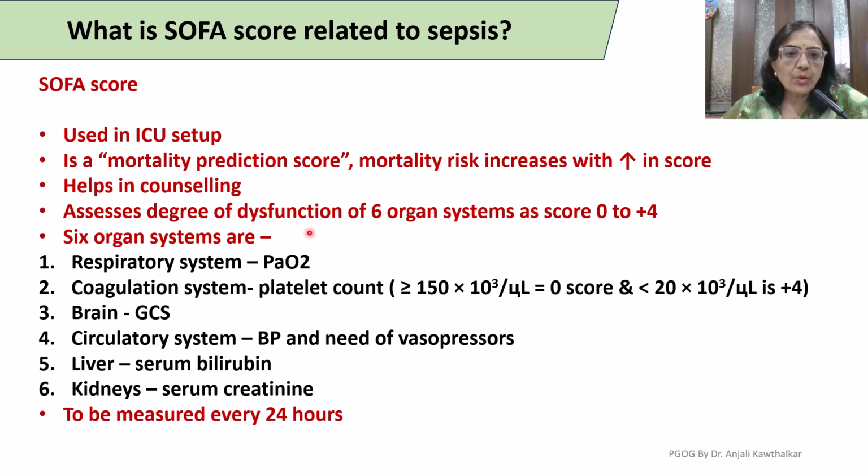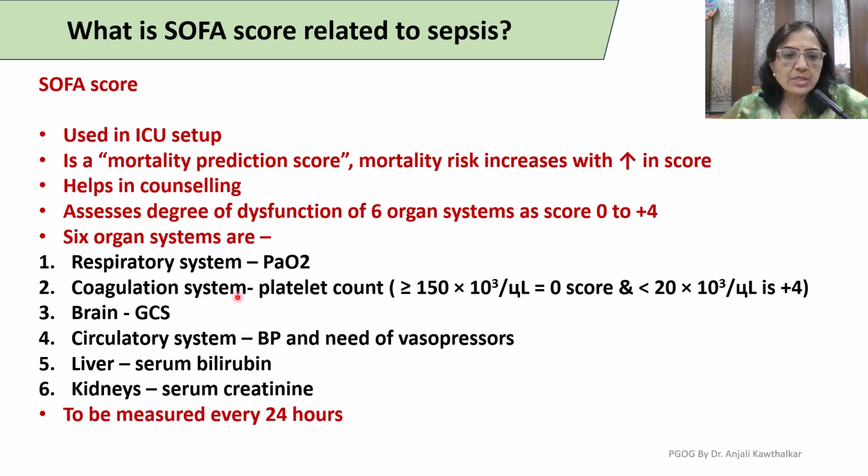It assesses the degree of dysfunction of 6 organ systems, with a score of 0 to +4. The 6 organ systems are, first, the respiratory system, which you assess by the partial pressure of oxygen in the blood. It needs blood gas analysis, and that is why we say that the SOFA score is only for the ICU setup.